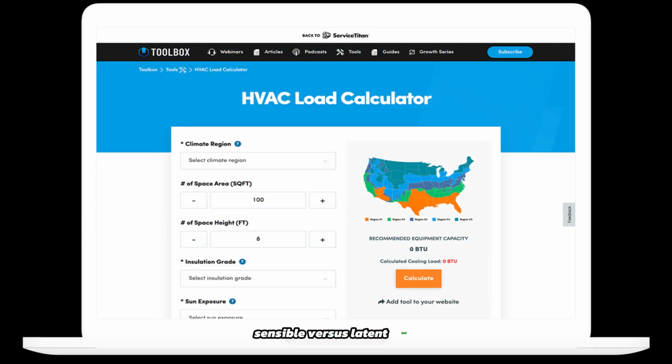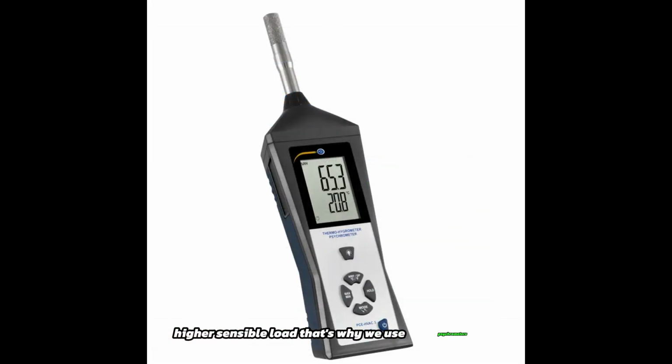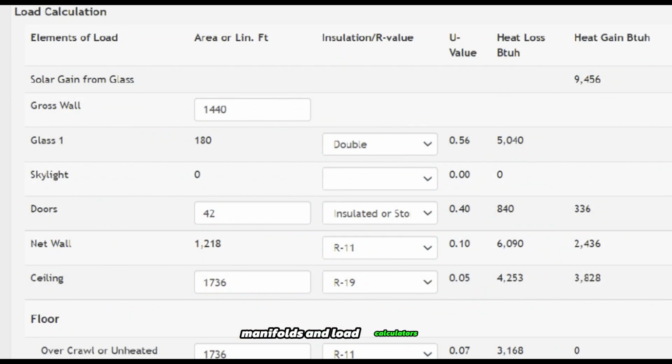Sensible versus latent load. Every AC unit must be balanced. Some homes have more moisture, higher latent load. Others are just hot, higher sensible load. That's why we use psychrometers, manifolds, and load calculators.